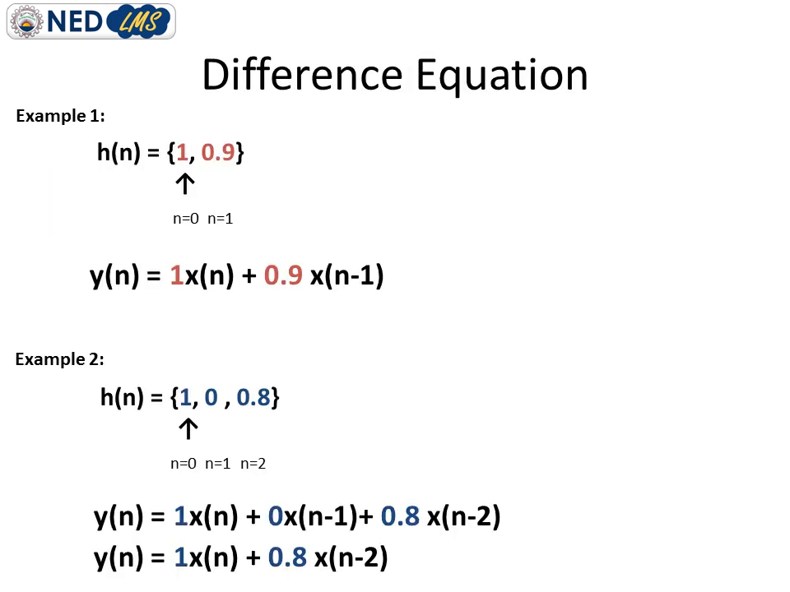So here you are provided with two examples. In the first example, the impulse response is given as 1, 0.9, and this is the same impulse response we already discussed in previous slides. By using the same impulse response, we can compare the results also. That's the purpose of using it. In this impulse response, you can see that for n is equal to 0 the value is 1, and for n is equal to 1 the response is 0.9.